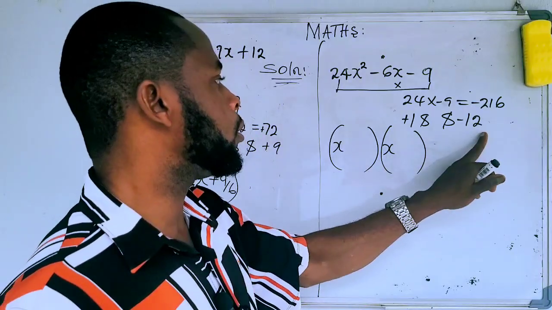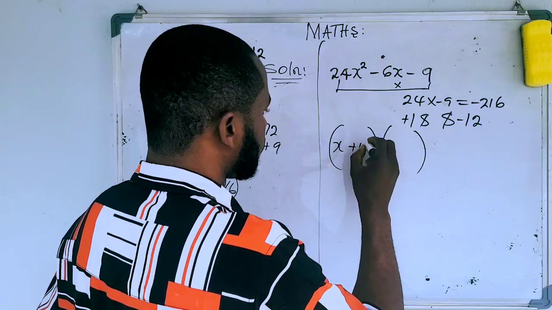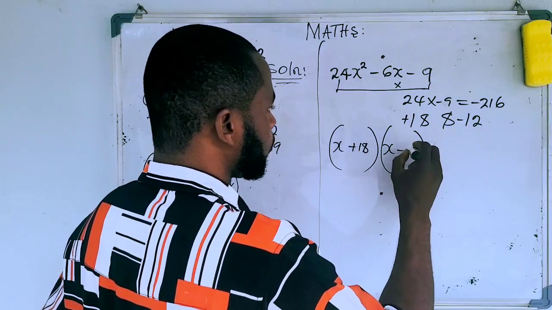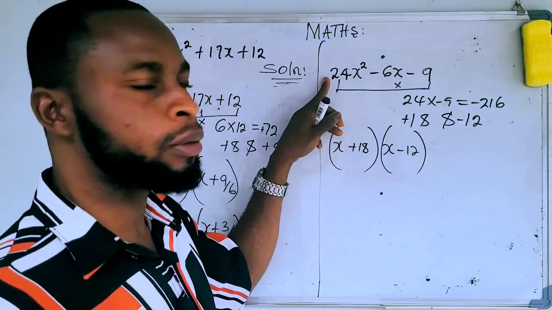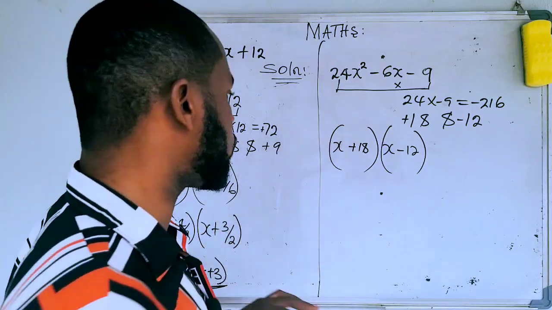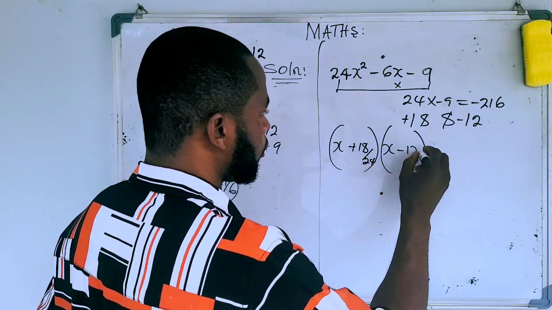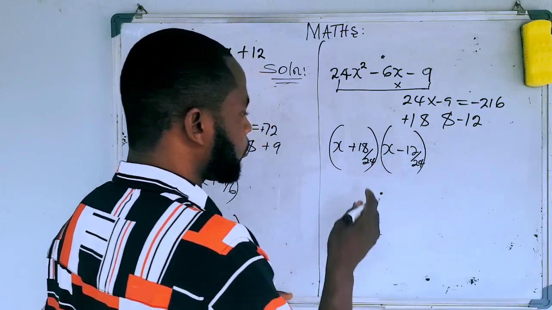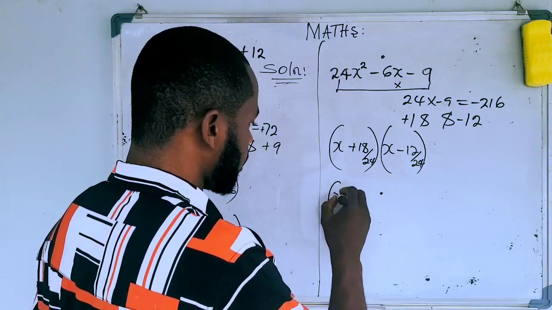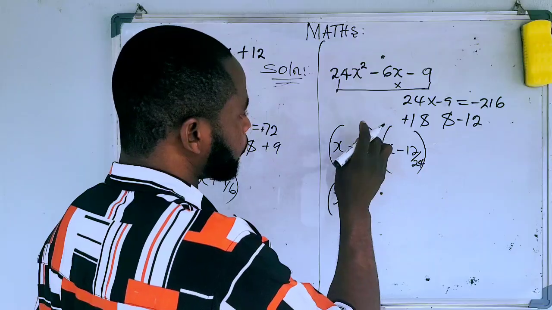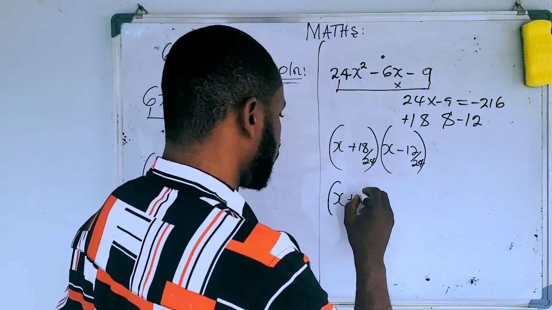Then introduce each of these factors into each bracket. You can decide to put here a plus 18 and put here minus 12. Here is 24, the leading coefficient, then divide each of these factors by 24. We have here divided by 24, here divided by 24. When we reduce this fraction, we have x plus 6 will go here, 18 divided by 6, that will give you 3.